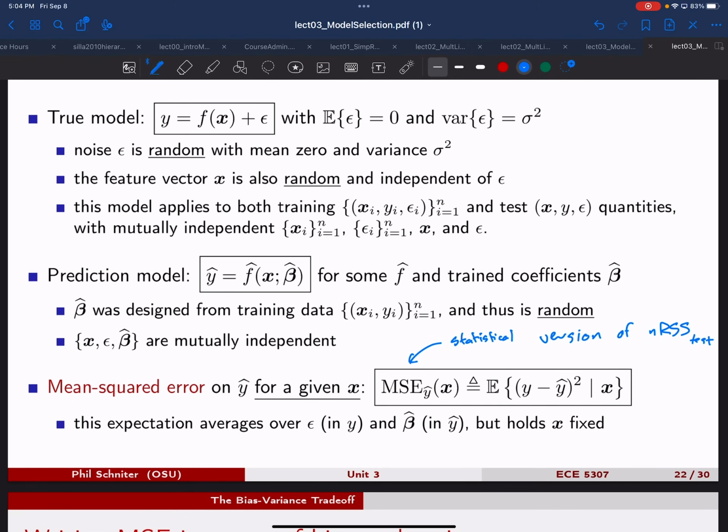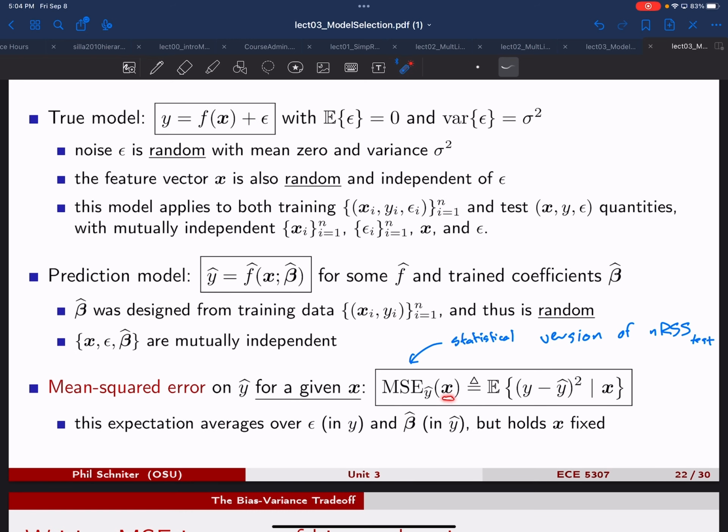So this is going to be something that depends on the particular test vector that I use. And when you think about what is this expectation averaging over, what kind of randomness is it removing? It's removing the randomness caused by the noise in the true target y. And it's also removing the randomness due to the training data. It's sort of like saying, if you do an experiment where you keep getting different training sets, with every new training set you get a new beta hat. You just do this over and over and over again. What happens? What kind of a model do you get on average? How good is it on average?